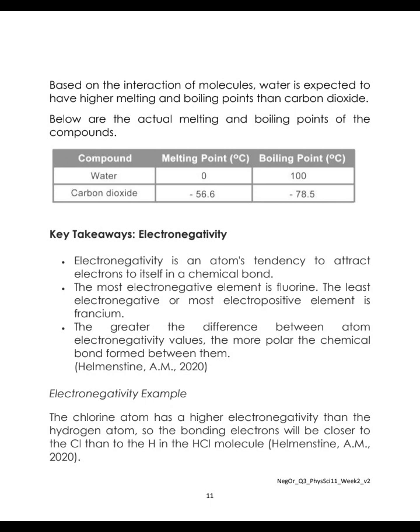Below are the actual melting and boiling points of the compounds. As you can see in the table below, the compounds are water and carbon dioxide, and you can see the differences between their melting points and boiling points. Water has a melting point of 0 Celsius and a boiling point of 100 Celsius. Carbon dioxide, on the other hand, has a melting point of negative 56.6 Celsius and a boiling point of negative 78.5 Celsius.